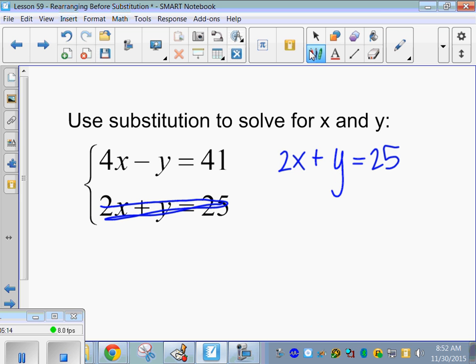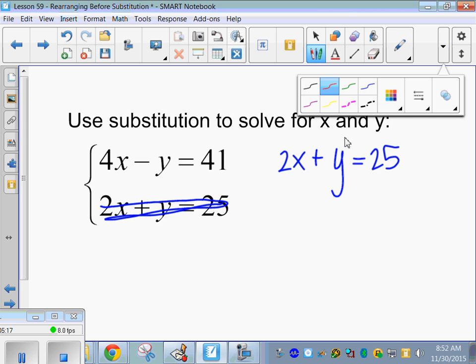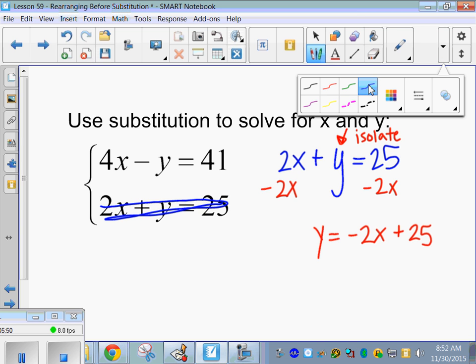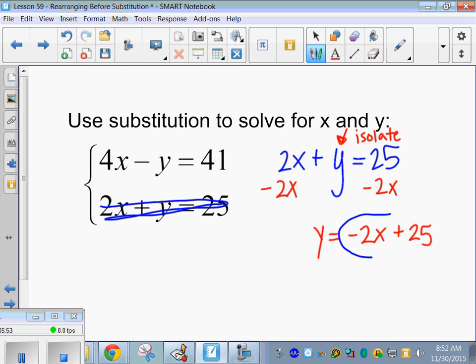The y in the second equation. Good. So this guy right here is the winner. You want to isolate that y, and you want to get it by itself, which means getting rid of the 2x. So Alex, how do I get rid of 2x? Good. Okay, subtract 2x from both sides. So y is equal to negative 2x plus 25. Now we've got this, so Bethany, where am I going to plug this in?